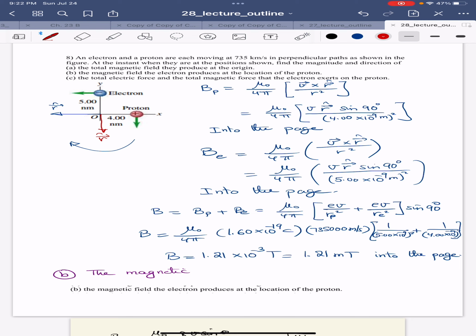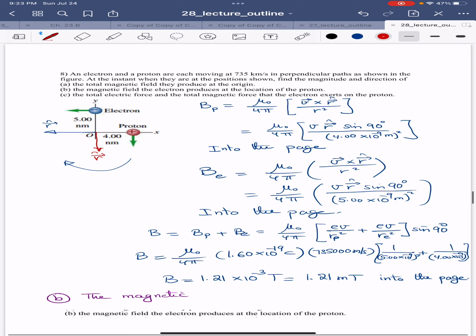Now here we have an electron and a proton each moving at 735 kilometers per second in perpendicular paths as shown in the figure. At the instant when they are at the positions shown, find the magnitude and direction of the total magnetic field they produce at the origin, the magnetic field the electron produces at the location of the proton, and the total electric force and the total magnetic force that the electron exerts on the proton.